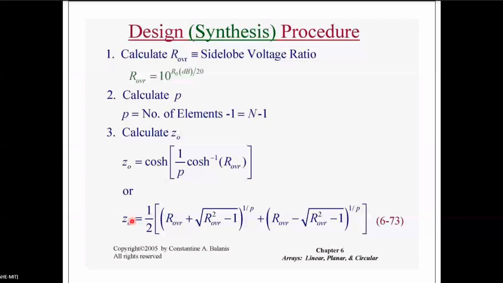Yes, sir. And in a binomial array, small m is what? In a binomial array, small m is the number of elements in the array. Okay. Here P is capital N minus 1. Z0 is given by this. Okay. Next, I will tell you.